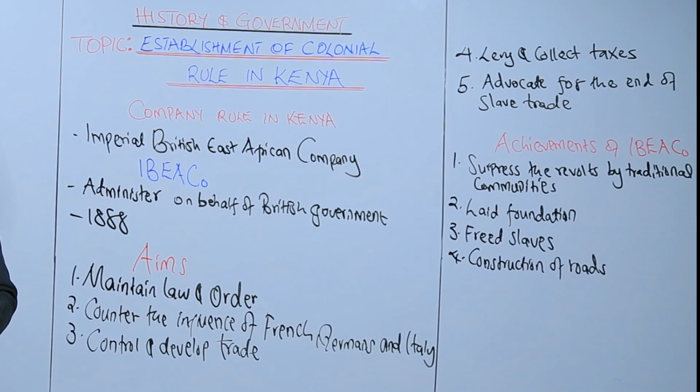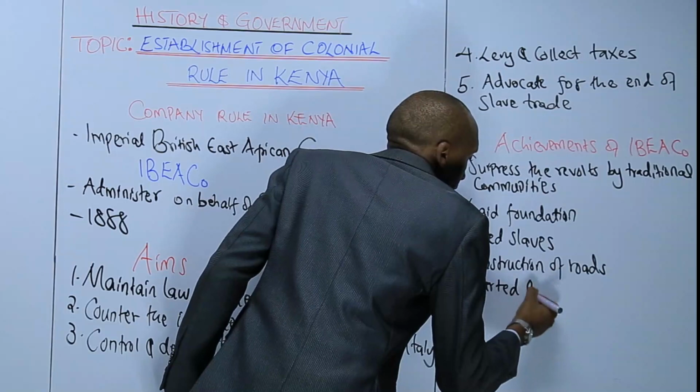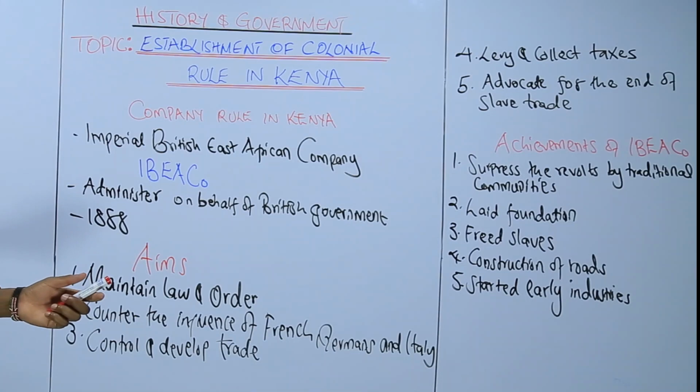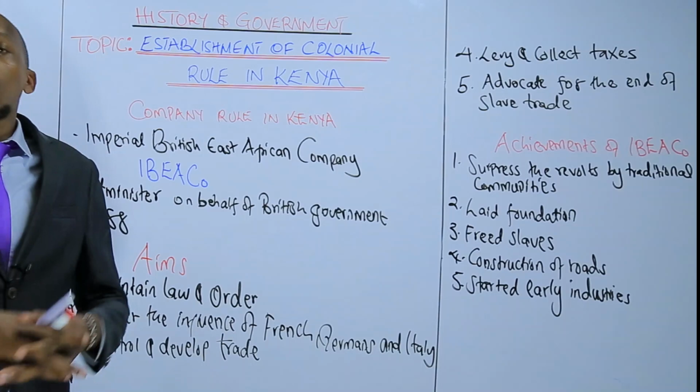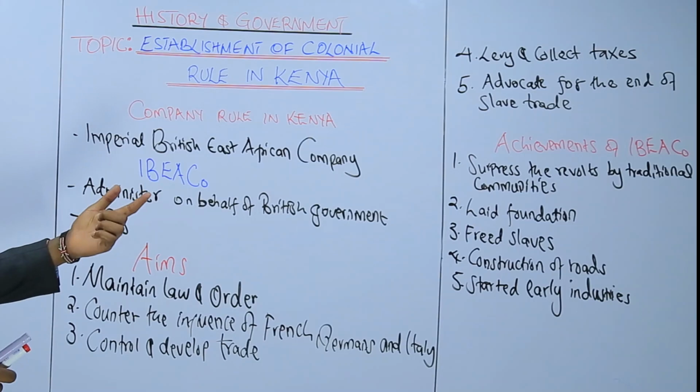And then lastly, they started early industries. Remember, they had to undertake trading activities, so in their trade, they had to start industries. For example, the weaving, the textile industry was initiated by this company, to make sure that the cotton that was being grown was now being put to use. So the earliest industries were set up by the Imperial British East African Company.